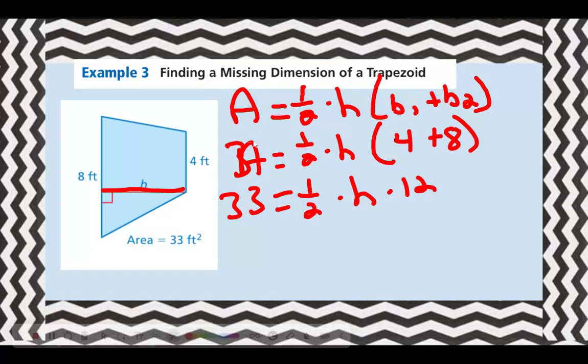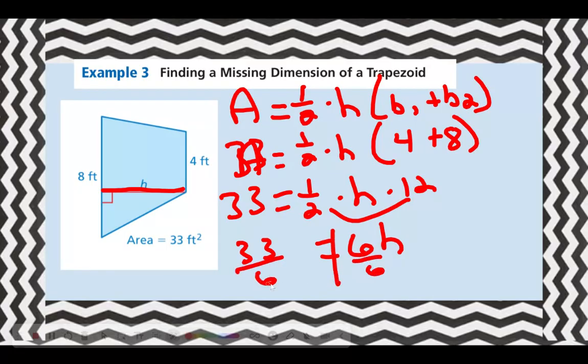I should have wrote 33 earlier, that's okay. So now half of 12 is 6, so we have 6H equals 33. And how are we going to get H by itself? Divide by 6. So 33 divided by 6 is 5.5. So 5.5 equals the height. So the height is 5.5 feet.